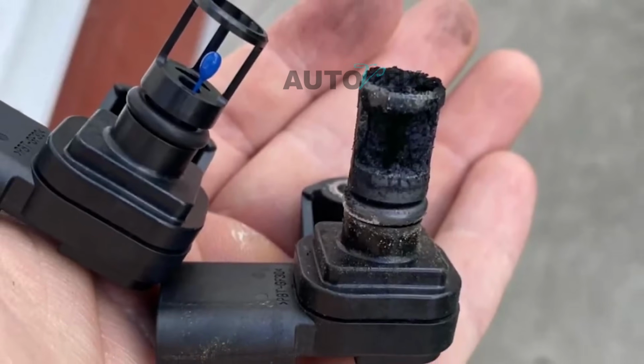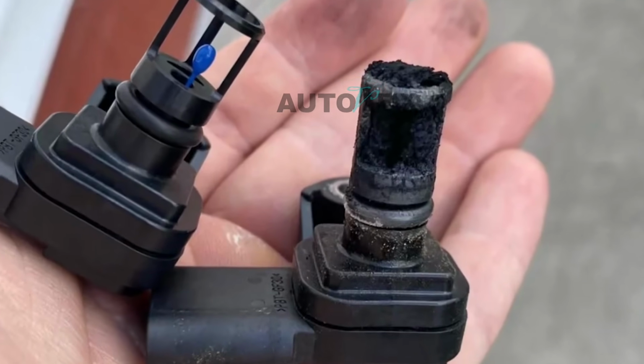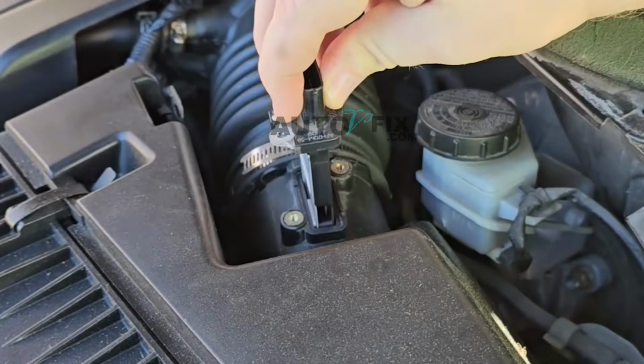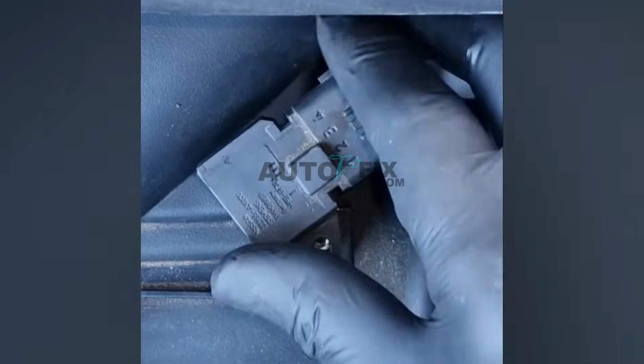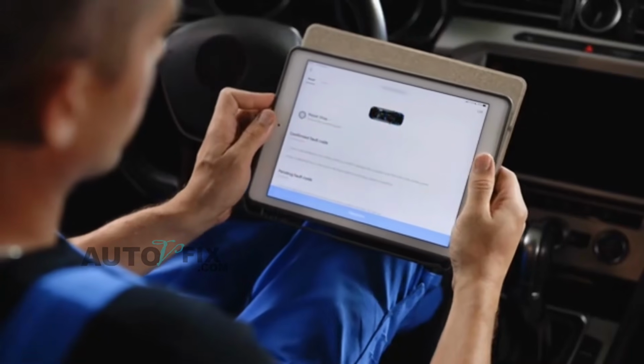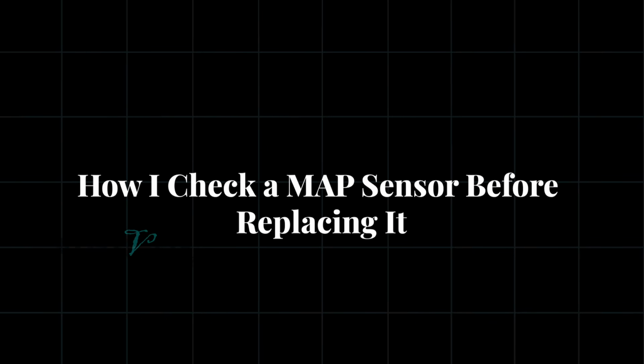Fifth, compare the new sensor with the old one to make sure the connector, mounting points, and airflow direction match. Sixth, install the new sensor in the correct direction. Many MAF sensors have an airflow arrow, and if it points the wrong way, the readings will be wrong. Seventh, tighten the fasteners properly, reconnect the wiring plug, and make sure the intake system is fully sealed. Eighth, start the engine, clear codes if needed, and road test the vehicle.